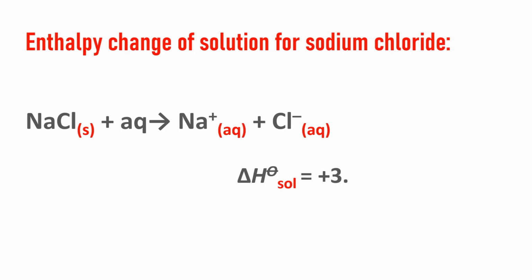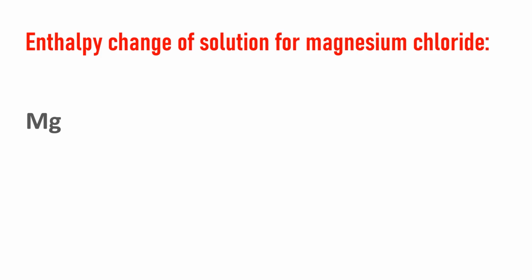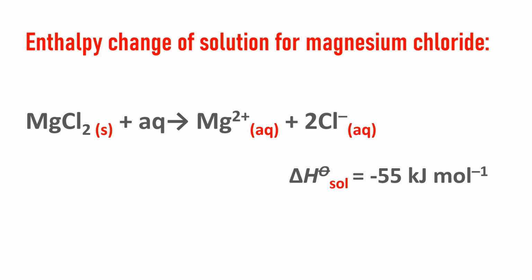If you look at the enthalpy change of solution for dissolving 1 mole of sodium chloride, you will find it has a very small positive value, approximately 4 kilojoules per mole. Another example is the enthalpy change of solution for magnesium chloride. It is equal to minus 55 kilojoules per mole. It even has a negative value, which means it is an exothermic process.